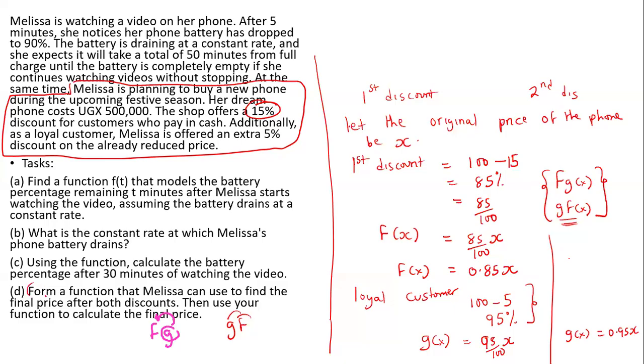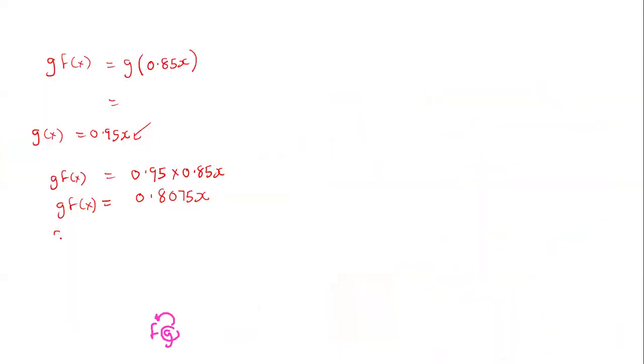Form a function that Melissa can use to find both discounts. In other words, they were asking for a composite function. Now from there, use your function to calculate the final price. Remember, we said that x represents the original price of the phone. So when I have gf of 500,000, what shall we have? We shall have 0.8075 times the 500,000. And how much will she pay for the phone?